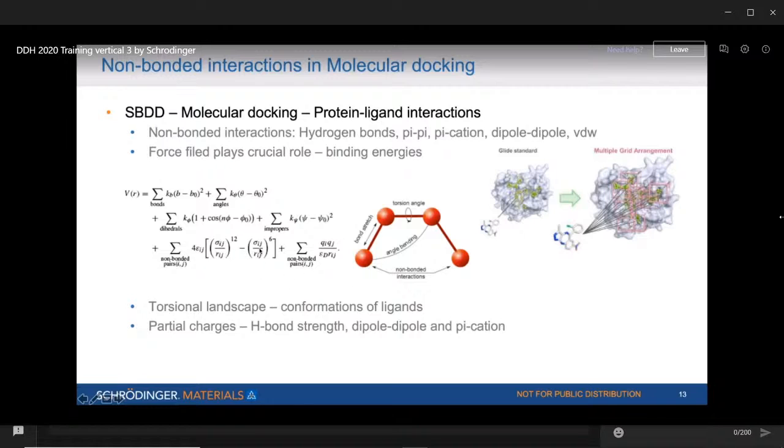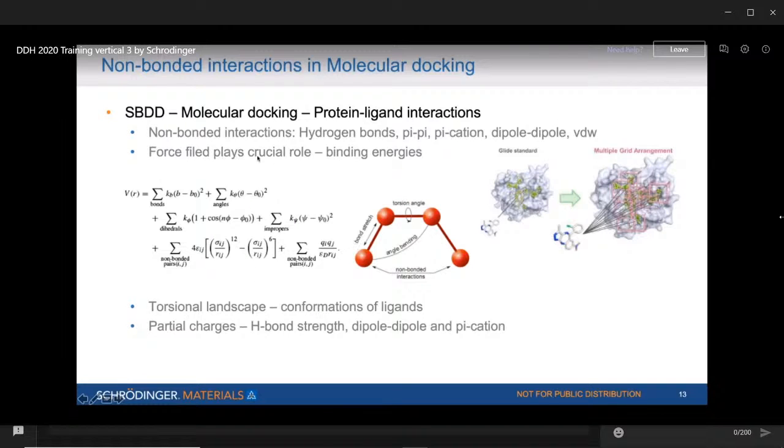And also, if the values of sigma and epsilon are wrong, then the non-bonded interactions we calculate from the van der Waals type are also going to be wrong. When we look at the protein-ligand interactions at the binding pocket, they are dominated by hydrogen bond interactions, pi-pi interactions, pi-cation interactions, and dipole-dipole interactions. So these interactions are strongly driven by these two types, and then we have to have the right kind of parameters.